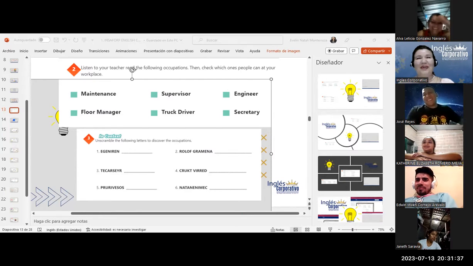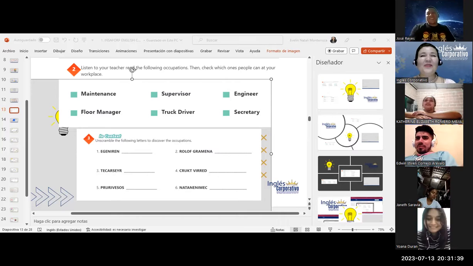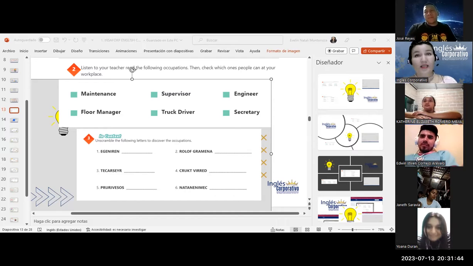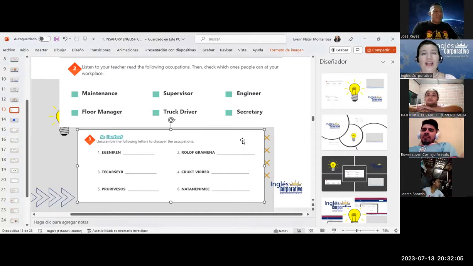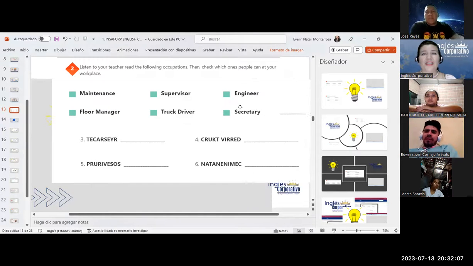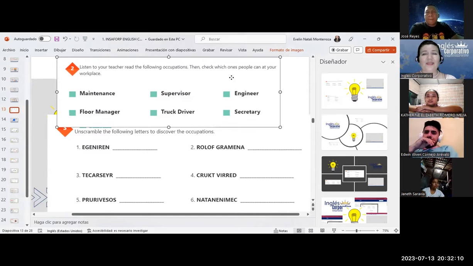Because he's the expert on driving. That's good. So that's a truck driver. Imagine if we are not good driving car. Si no podemos manejar carro, ahora camión. Bye bye, right? Truck driver. Engineer. Engineer is the brain behind everything, right? El ingeniero. And the secretary, that's also very important, right? The secretary. And here we have a couple of words that are kind of hidden, right?